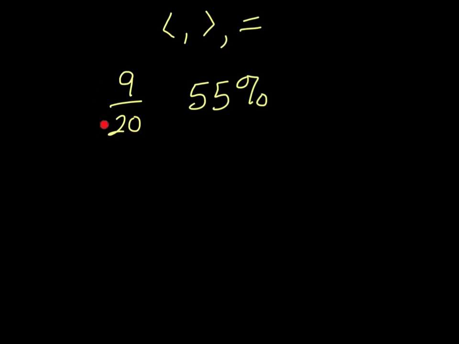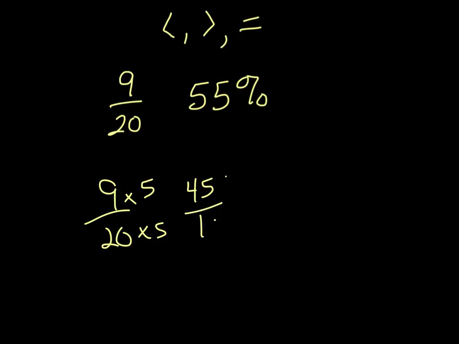When I'm looking at this one, I'm going to make this into a percentage. The reason I chose to do that is because right off when I looked at it, I knew if I multiplied the denominator by 5, I could get it to 100. So now that gives me 45 out of 100, which would be 45%. And I can see that 55% is larger, so 9/20 is less than 55%.